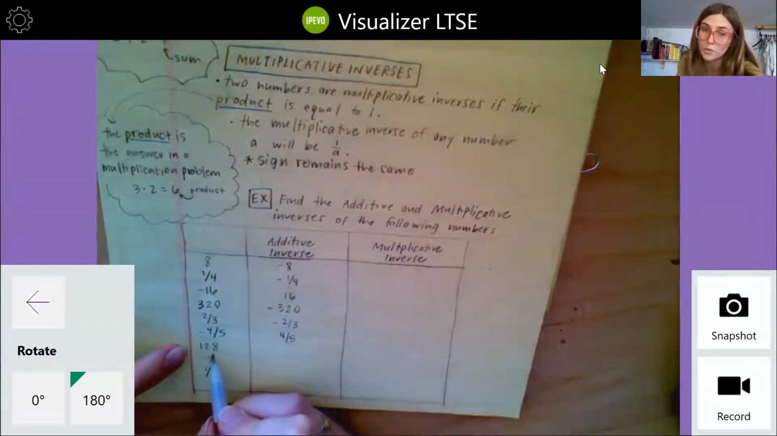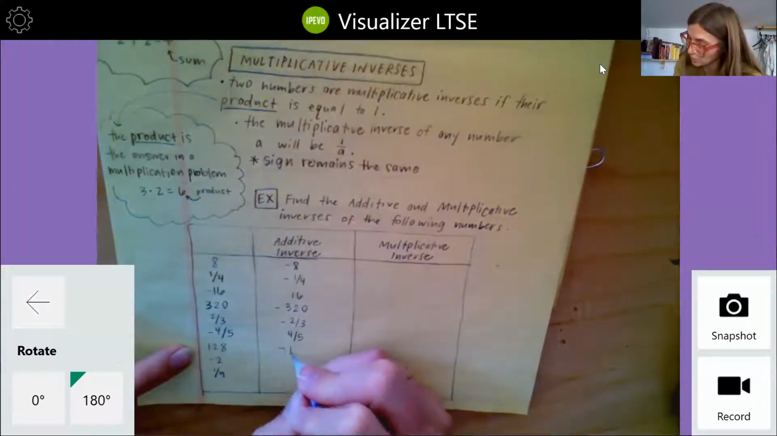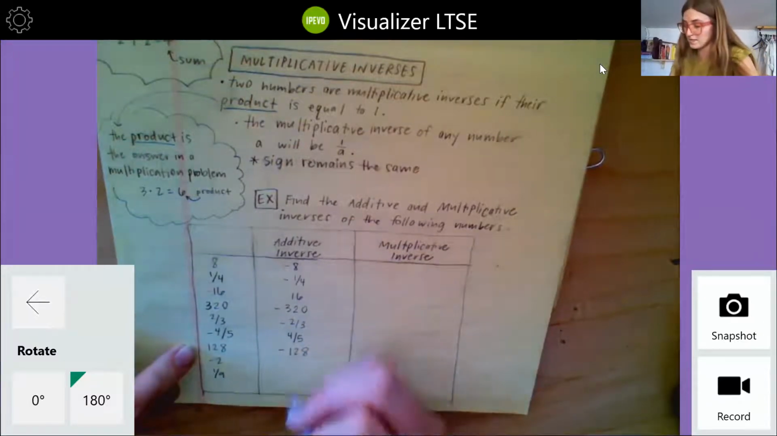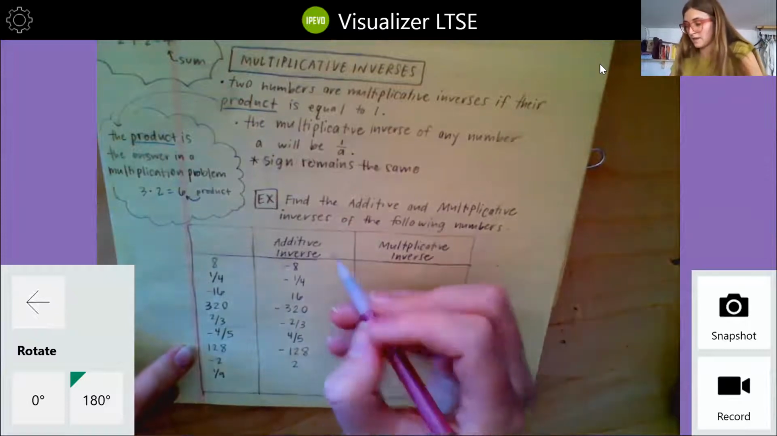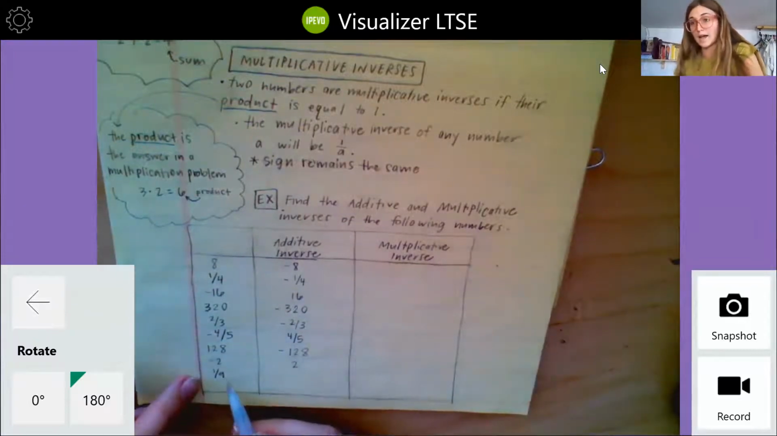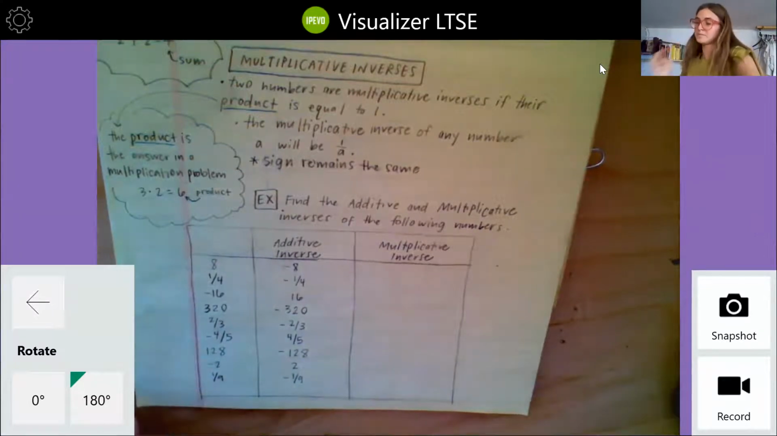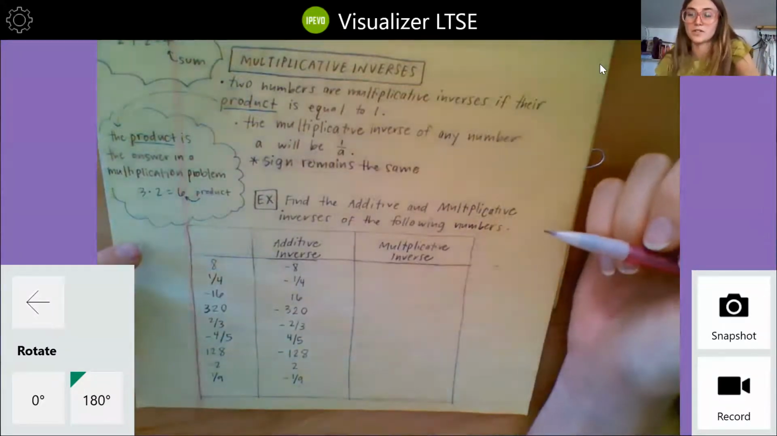Additive inverse of 128 is -128. Additive inverse of -2 is +2. Additive inverse of 1 over 9 is -1 over 9. And now the multiplicative inverse.